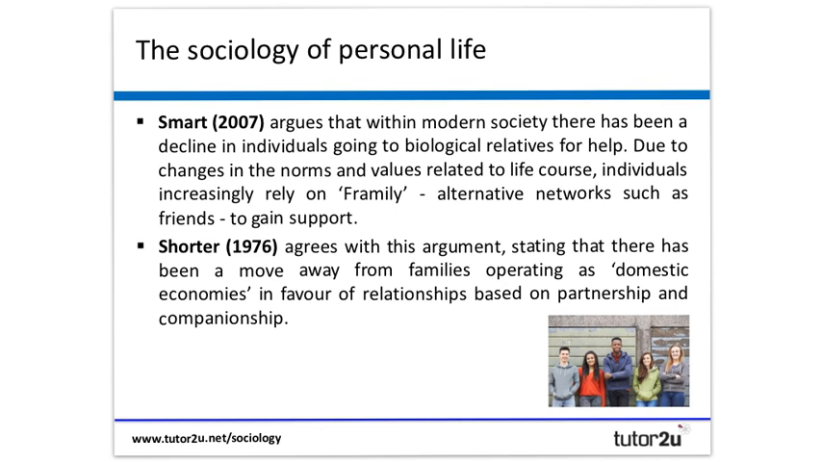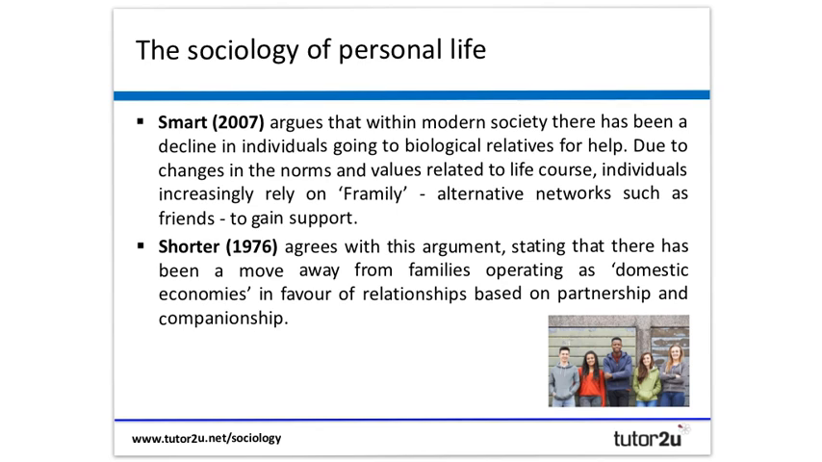Smart takes this discussion about the sociology of personal life to a new level by arguing that within modern society there has been a decline in individuals going to biological relatives for help. Due to the changes in norms and values related to the life course, individuals increasingly rely on the family of choice. This key term simply means a network of friends who are there to support and help the individual, rather than them turning to their kinship networks. This provides an alternative network of support for the individual.